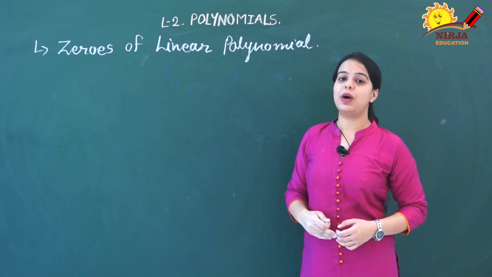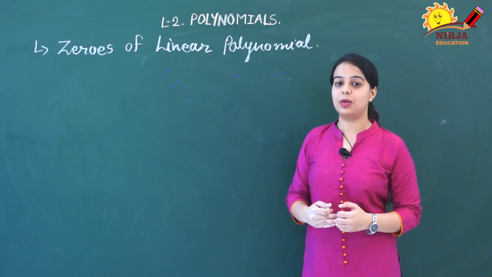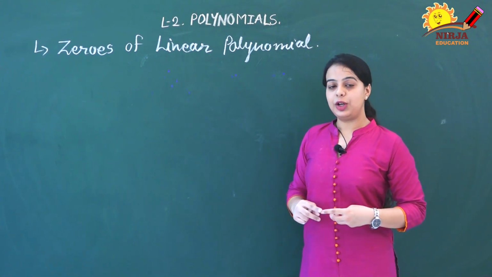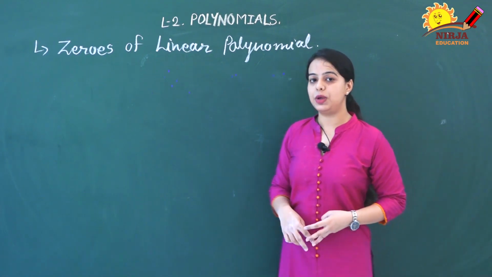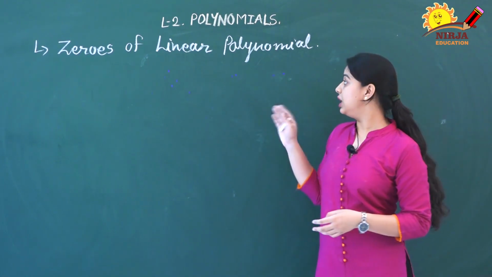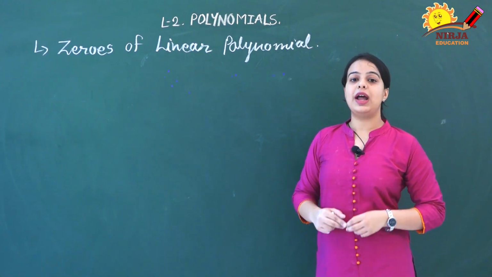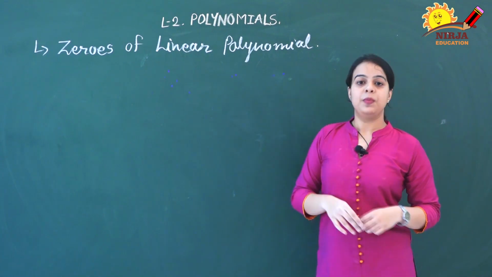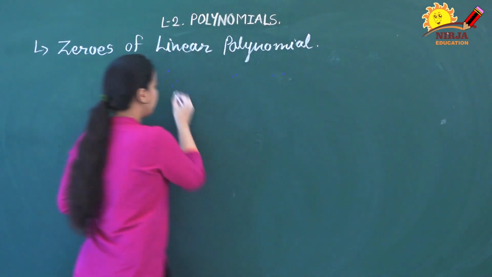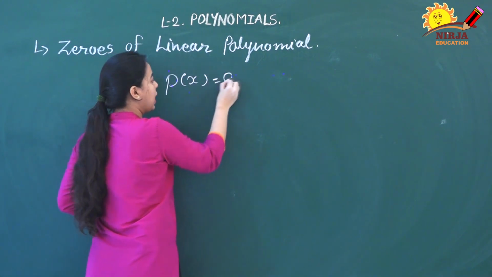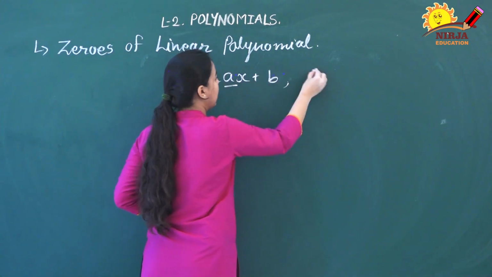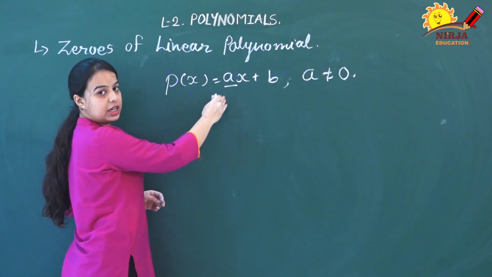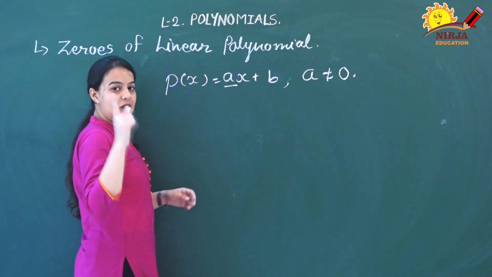If you have seen the previous parts of this chapter, we had a discussion about three kinds of polynomial on the basis of degree: linear polynomial, quadratic polynomial and cubic polynomial. A polynomial which has degree 1 we can call a linear polynomial. Now let us take one linear polynomial, p of x is equal to ax plus b, where a is not equal to 0. This is the standard form of a linear polynomial, which has degree 1.